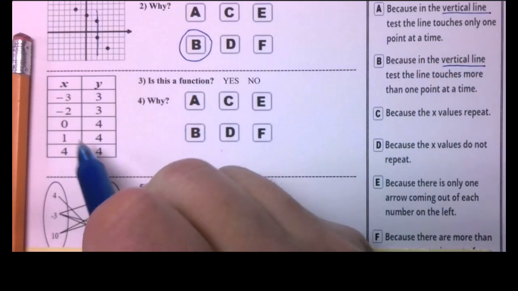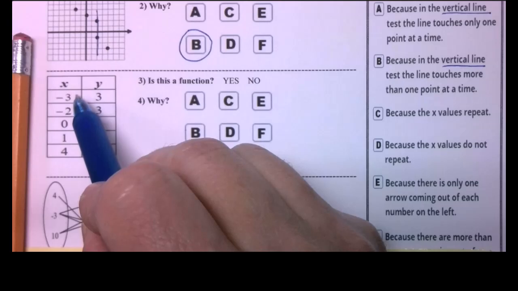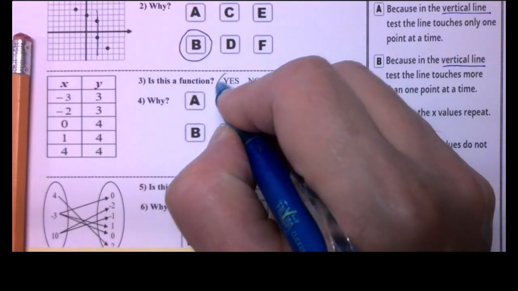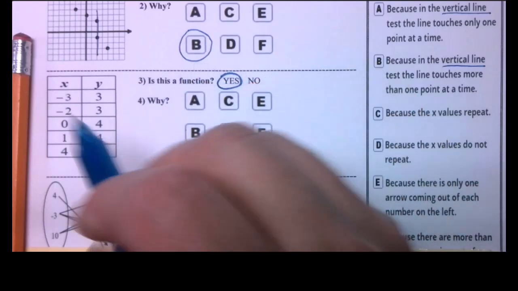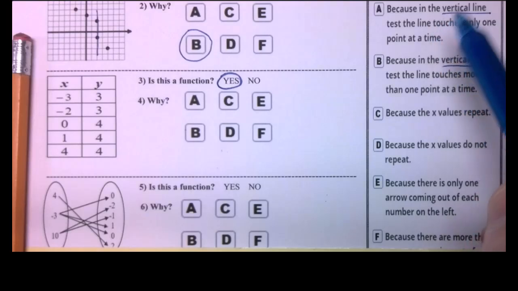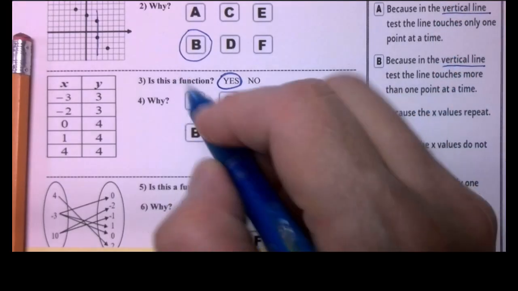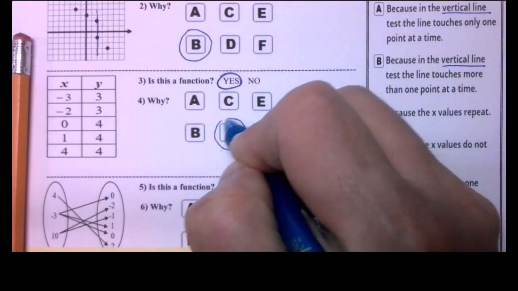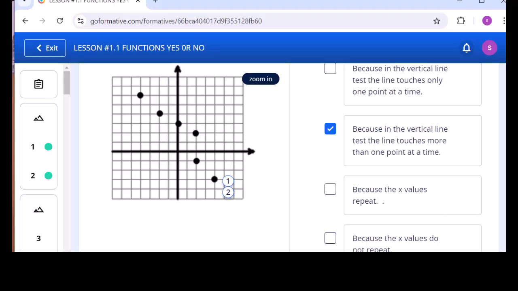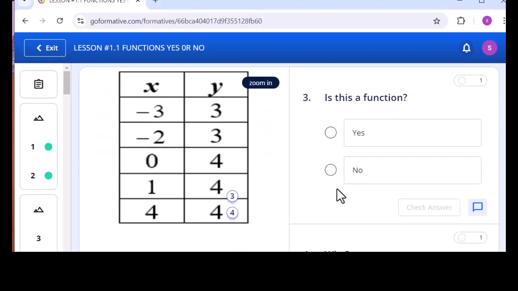The second problem is a table, and the question is, is it a function? And the rule is the x value cannot repeat, and it doesn't, so therefore, yes, it is a function. And the reason why is because the x value does not repeat. So if I look at this list here, letter D is my answer. So I'm circling that. And before you move on to the next one, what you should do is try it on the Go Formative and see if that answer is correct.